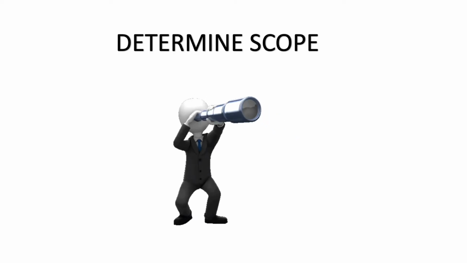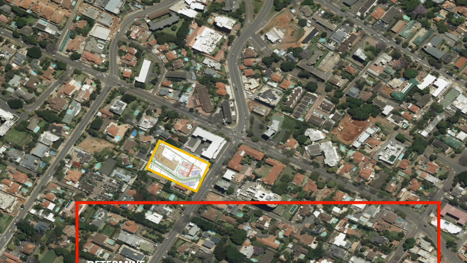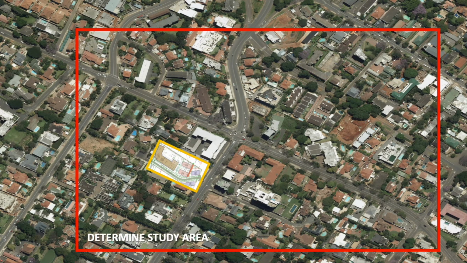Determine scope. As we will see, the study area is one of the most important aspects of the scope for the TIA. This predominantly relates to identifying intersections and other elements of the transport system. We will also see in this course other aspects that are required for determining the scope.